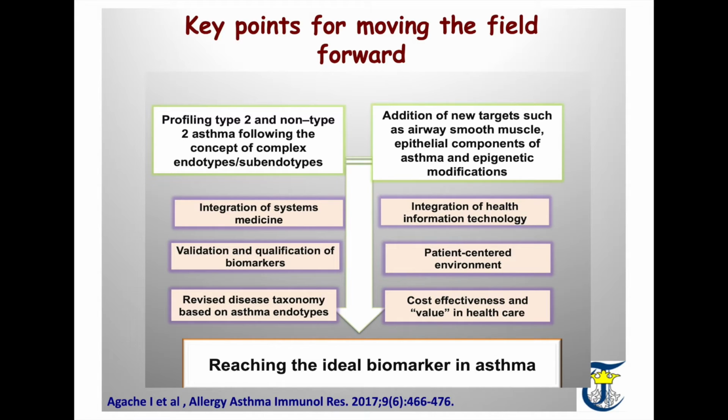With this, lots of data, I have shown you one example of systems medicine that you can use. And the next step will be the validation and qualification of the biomarker that comes out of this systems medicine. And with all this in mind, the concept of endotypes and systems medicine, we need to redefine the nomenclature. So it will not be asthma, it will be type 2 asthma with a different mechanism, so based on the endotype. Then we have to integrate the health information technology. The patient-centered environment is very important, and we have to measure the cost-effectiveness of what we are delivering, because we want to reach this ideal biomarker in us.